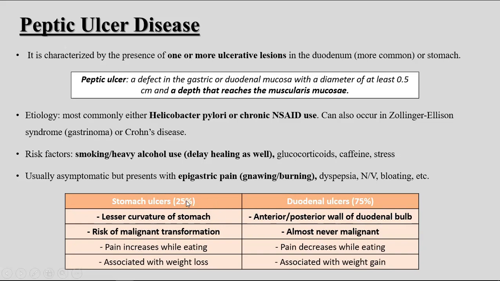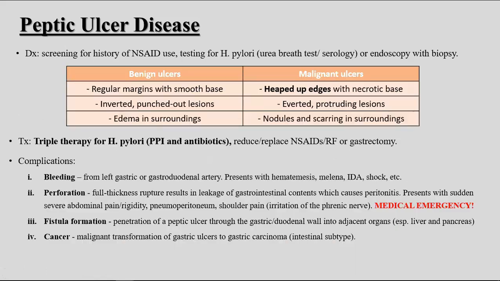Another thing is that because when you eat food, acid production in the stomach goes up, so stomach ulcers are usually associated with increased epigastric pain while eating. That's why people tend to eat less, and it's associated with weight loss. Whereas the pain in duodenal ulcers decreases while eating, and that's why people tend to eat more, and it's associated with weight gain. But these pain associations aren't definitive, and you can have different patterns in stomach and duodenal ulcers, so don't rely on them, but this is the general pattern that you can see.